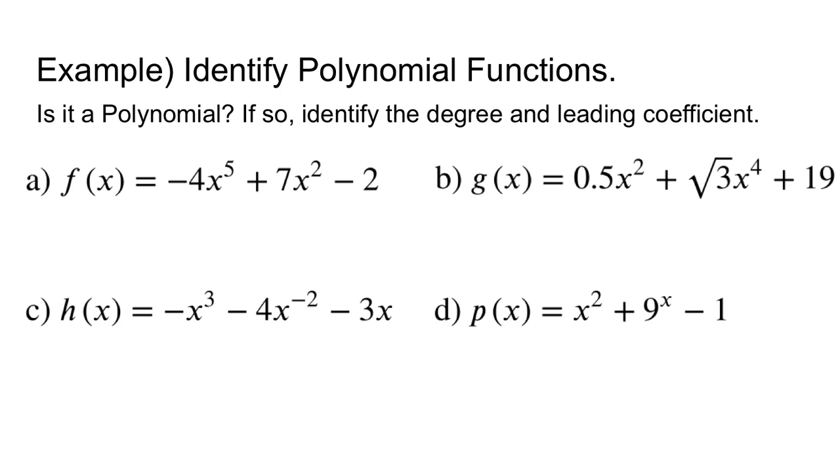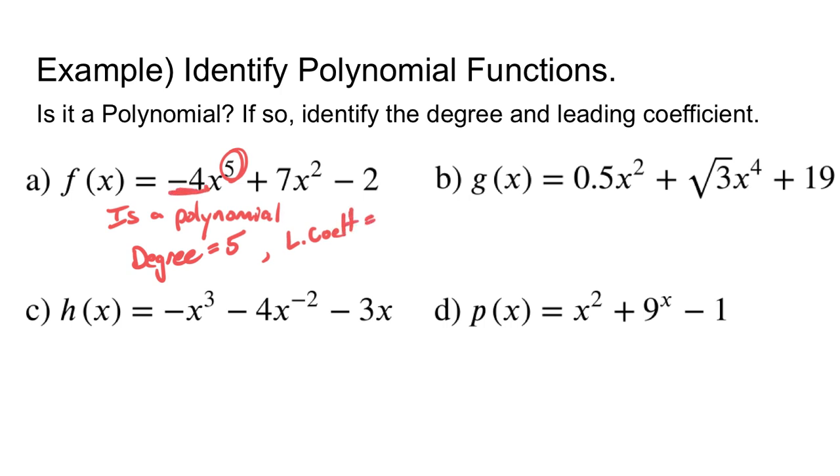And again, the only thing we're looking for is an imaginary solution or an imaginary number. And that's what I do not see here. I see a -4, I see a 7, and a -2. So A is a polynomial. And because it's a polynomial, we can identify the degree. Again, remember, the degree is the highest exponent, which is right there. It's a 5. And the leading coefficient is the number that's right here in front of it, which is -4.